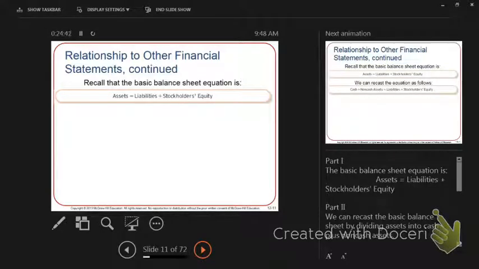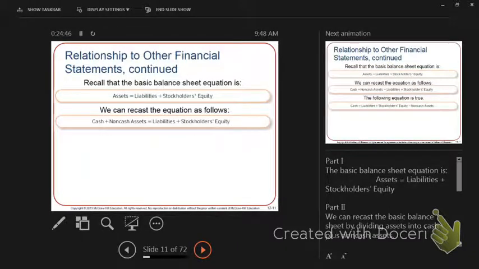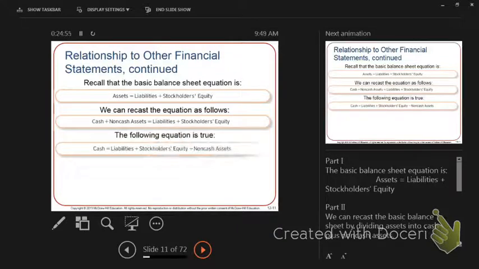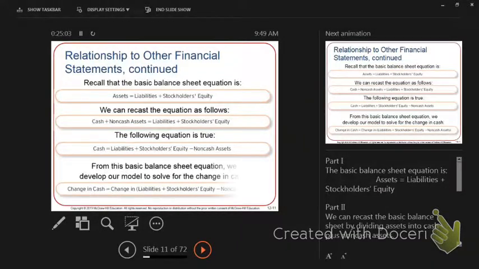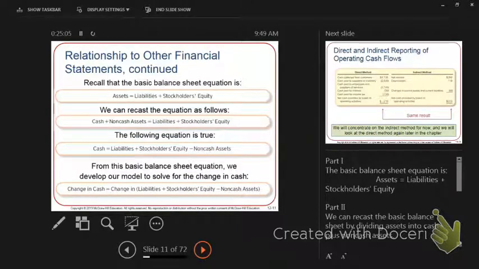But assets equal liabilities plus stockholders' equity. We can change that real quick and take cash out. So cash plus non-cash assets. All we did is just say, let's make cash by itself, and the right side stayed the same. So now we have cash by itself equals liabilities plus stockholders' equity minus non-cash assets. And now we just change it to say change in cash equals change in liabilities plus stockholders' equity minus non-cash assets. So what would be like a non-cash asset?